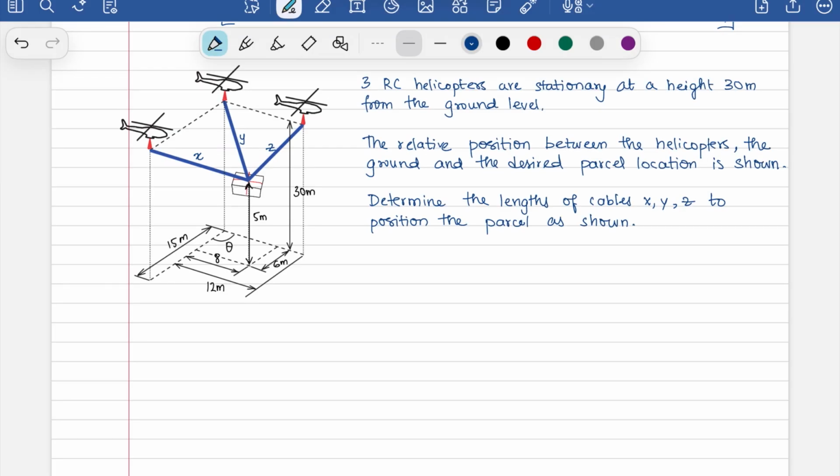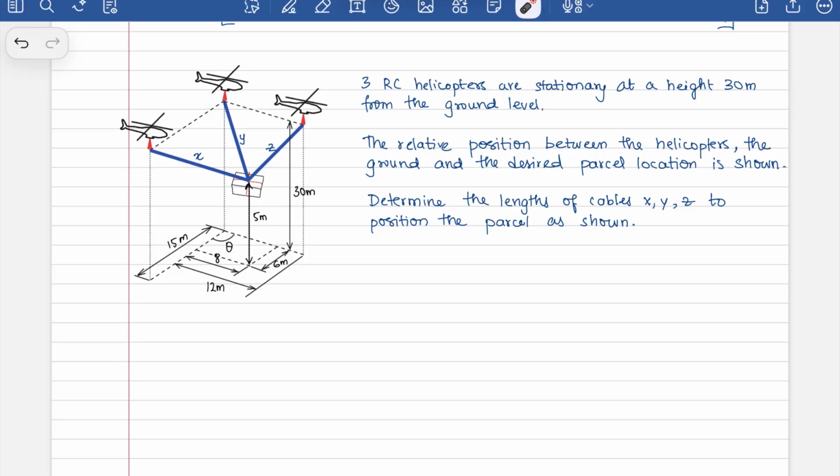Okay, so I have now written down the full question. There are three RC helicopters. They're stationary at a height of 30 meters. And as I discussed, we have all of these positions marked. The only thing is that theta is not 90 degrees, which should have made life probably easier for you. We have to determine the lengths of cables X, Y, Z. So how would you approach this?